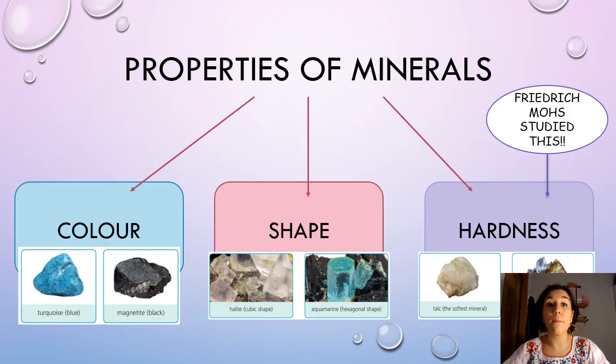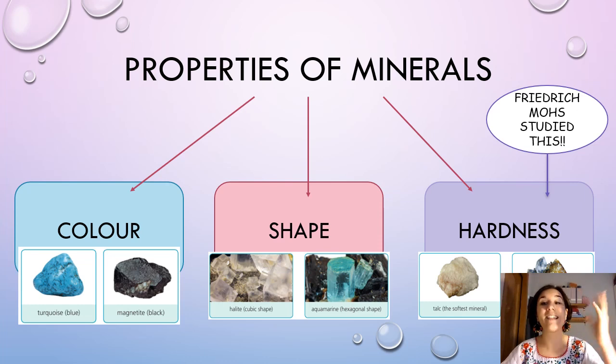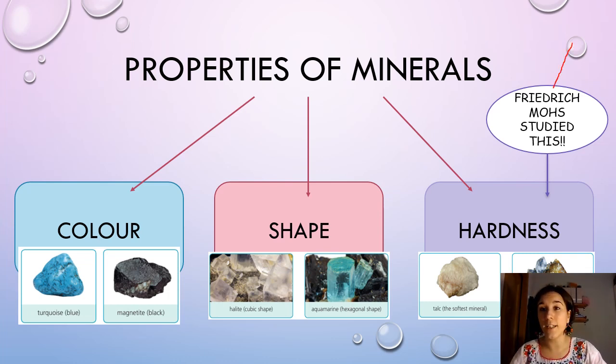Then we are going to study the properties of minerals. There are three very important properties of the minerals. There are more, and you will study more properties of the minerals when you are in high school, but for the moment, only three: color, shape, and hardness. The hardness, as you can see here, Friedrich Mohs studied this. So maybe the thing that he invented has to do with hardness, dureza, with the hardness of the minerals, because some minerals are soft and some minerals are hard. And you will have to find what he invented related to the hardness of the minerals.